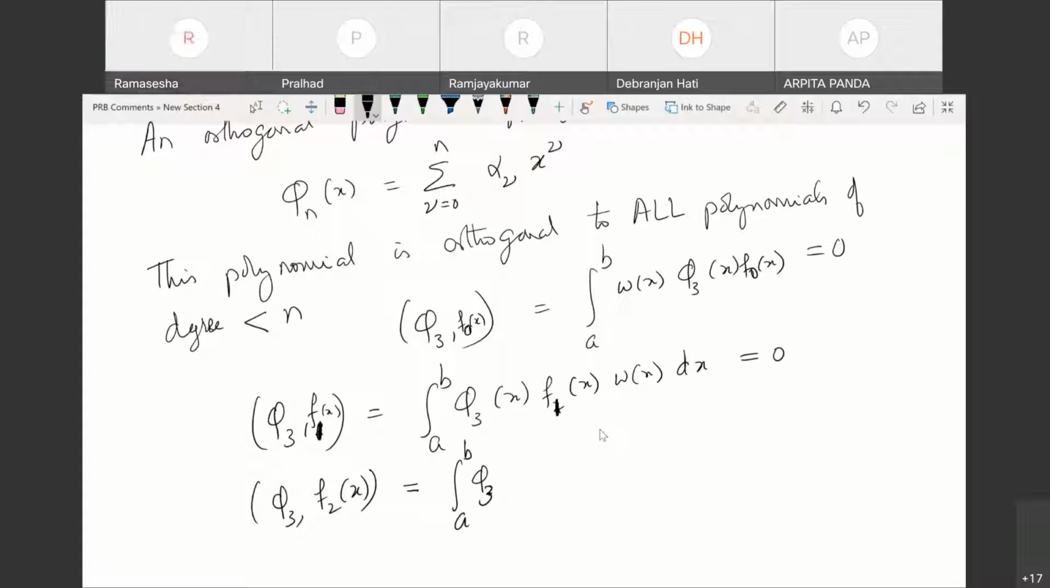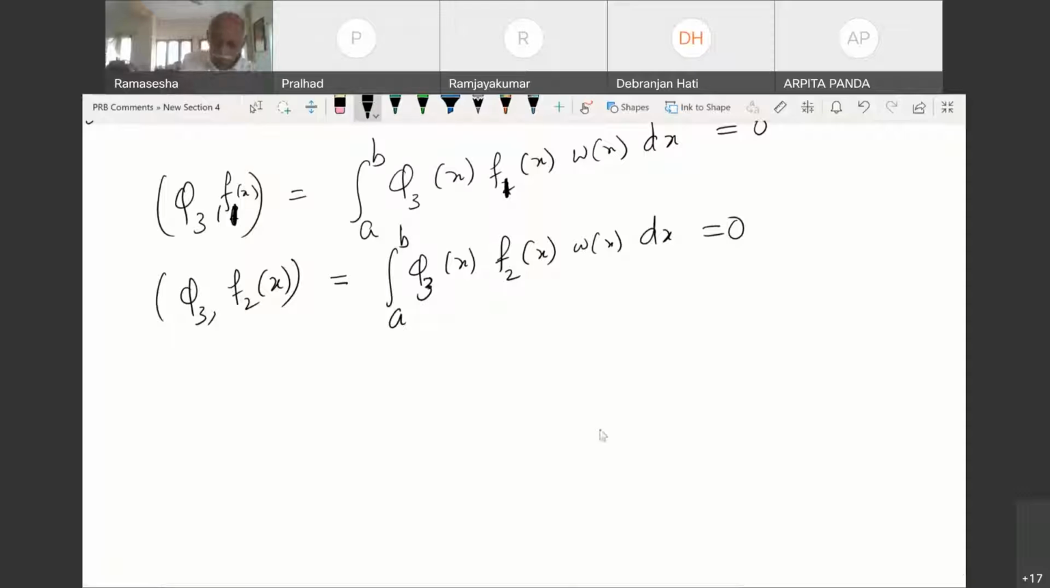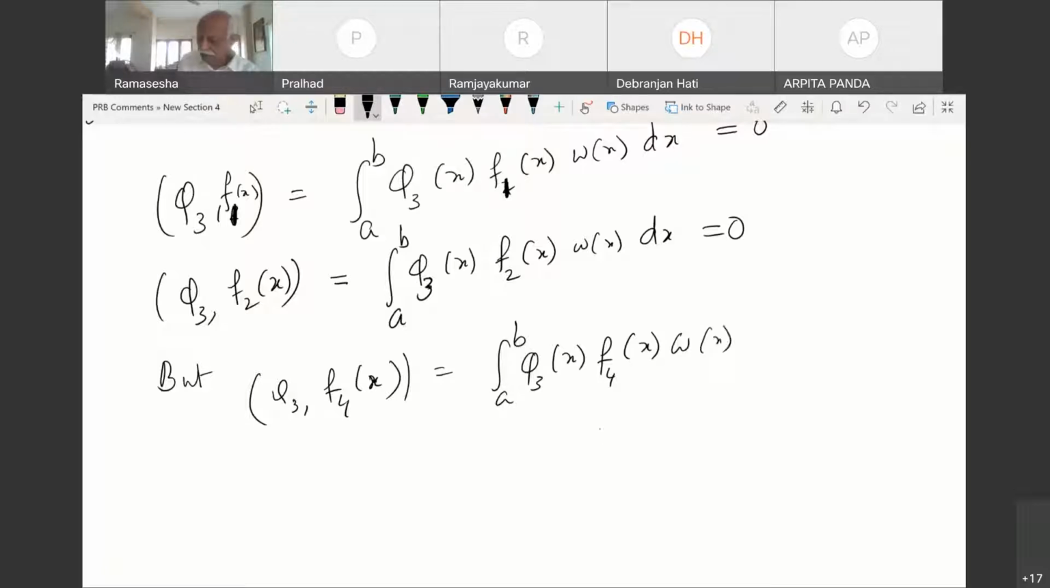But remember, p3 is not orthogonal to other polynomials. The integral from a to b of p3 of x f4 of x w of x dx is not equal to 0. This means p3 is only orthogonal to functions which are polynomials of degree less than 3. It is not even orthogonal to polynomials of degree equal to 3. Any questions?